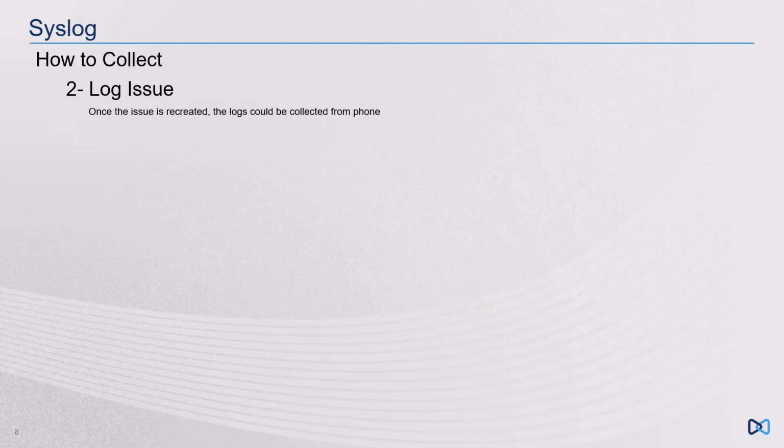Another way to collect the syslog is called log issue. When a problem is reproduced, the logs are collected from the phone. We have enabled the syslog module and level. Without an IP address, the phone generates and keeps the syslog internally using the phone's memory. After recreating the issue, most of the syslog can be collected through the log issue feature.